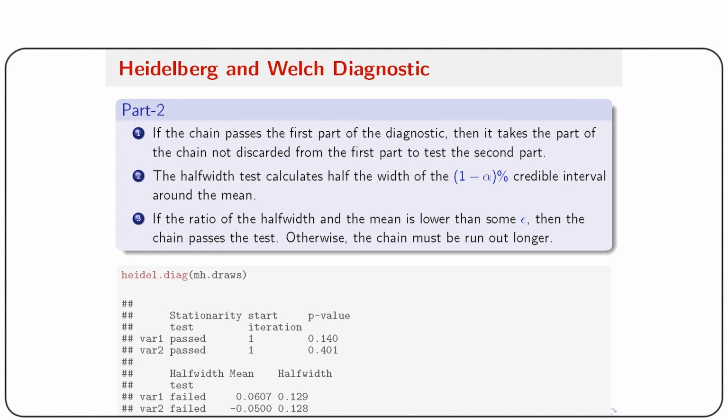So here is the heidel.diag. This MCMC object of draws can be passed through, and that will give you the test p-values. The p-values are 0.407 and 0.57. So it is showing that stationarity is accepted, while for the half width test, the mean and half width check has actually failed.